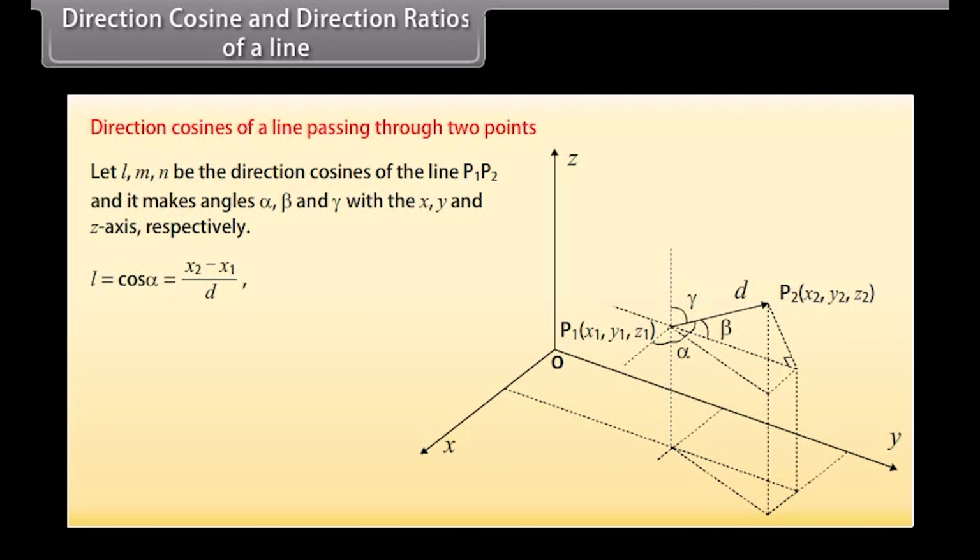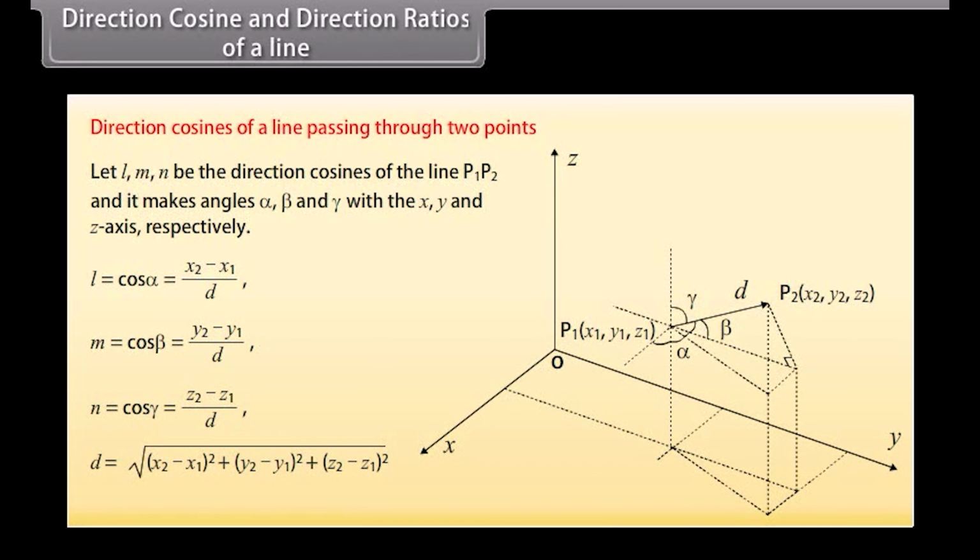The direction cosines are given as L equals cos alpha equals x2 minus x1 by d, M equals cos beta equals y2 minus y1 by d, N equals cos gamma equals z2 minus z1 by d. D equals square root of x2 minus x1 square plus y2 minus y1 square plus z2 minus z1 square.